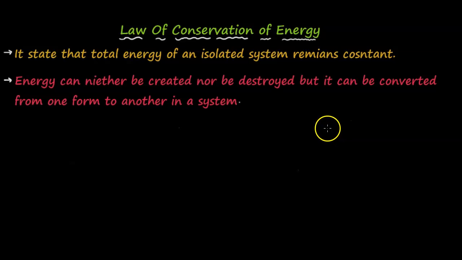Hello everyone. Now we're going to understand the law of conservation of energy. You can understand from here the word used is conservation. The word conservation comes from conserve, which means we are not letting anything go wasted. That means we are not letting energy go wasted.